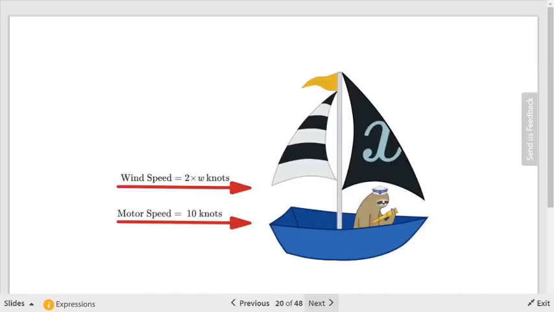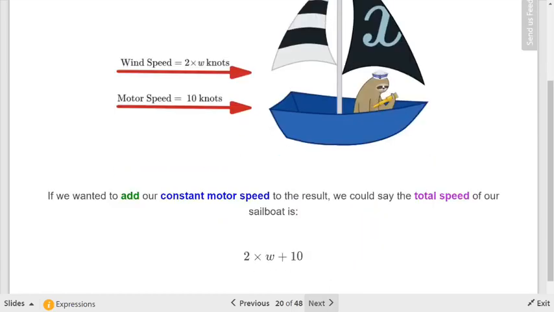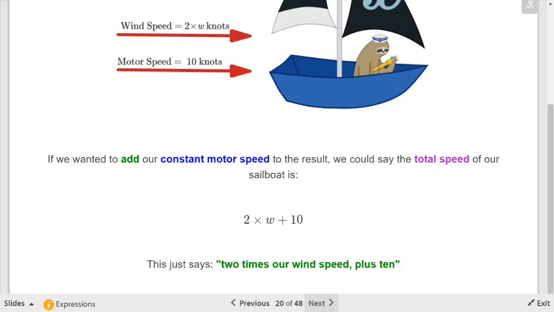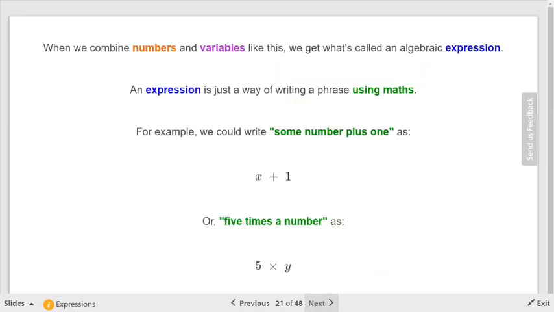Good. Okay? So now, if our motor goes 10 knots and our wind is 2 times W knots, just add those together and you would get 2 times W, plus 10. 2 times our wind speed plus 10. Right? So another example of an algebraic expression. Okay? Look at some other expressions you can write.